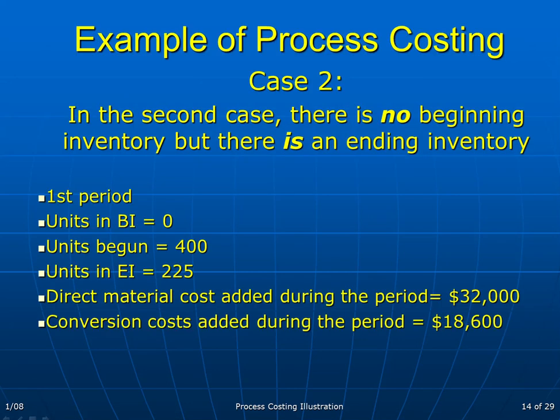Okay, let's move on to a second case. We're still in the first period. We have 0 units in beginning inventory. We begin 400 units, but in this case, we get less work done during the period, and we end up with 225 units in ending inventory.